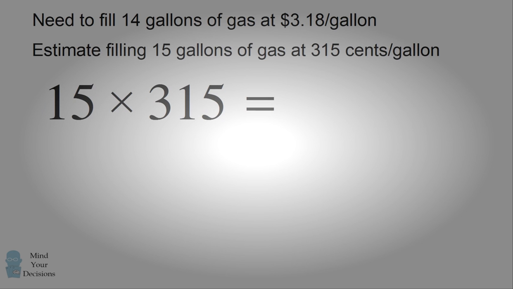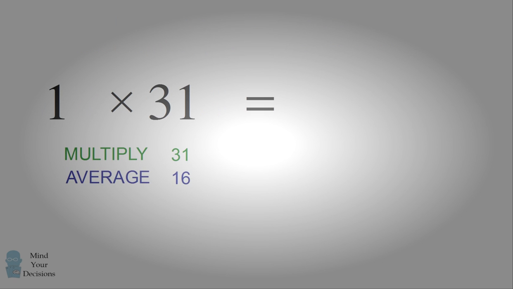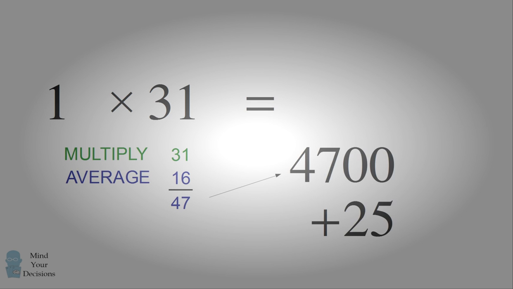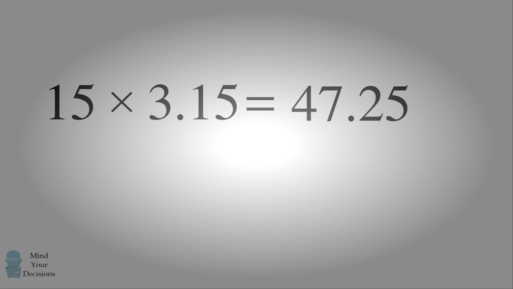So now both of these numbers end in the digit 5, so we can use the technique that we just learned in this video. We cover up the 5, then we take the product of 1 and 31, which is 31. We take the average, which is 16. We add these together, and then we multiply by 100 and add 25. So we get that 15 times 315 is 4725. If we convert this back into dollars, we get 15 times 3.15 is 47.25.